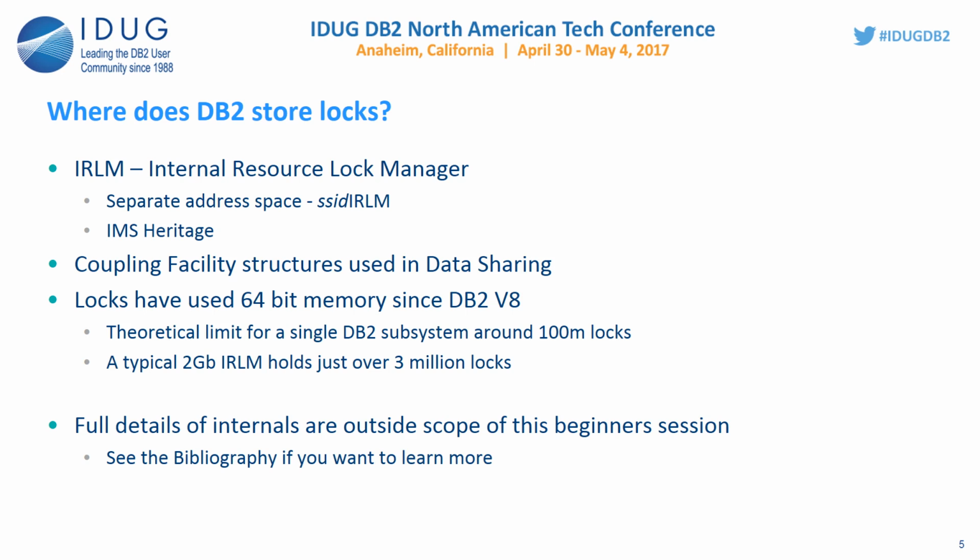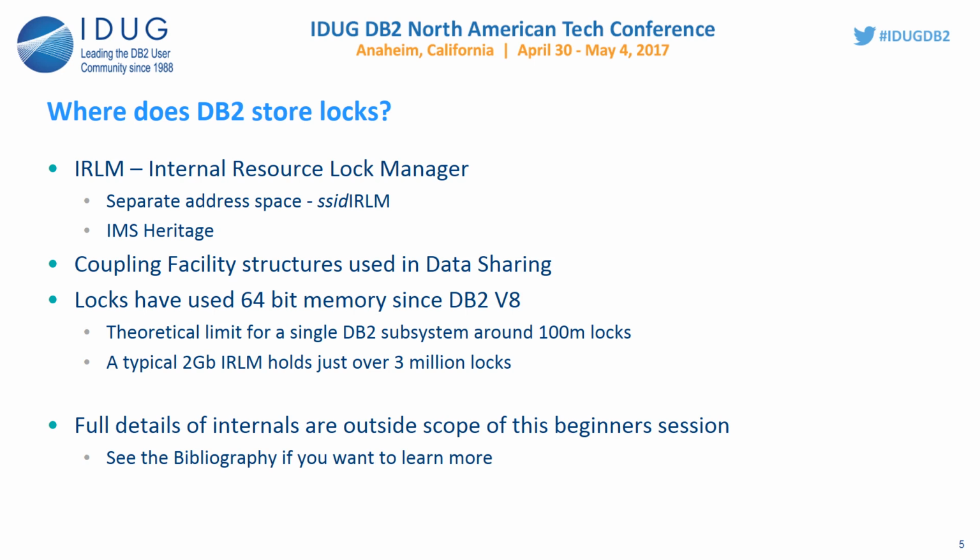Now, since DB2 version 8, which is a long time ago now, DB2 has stored locks in 64-bit memory. So memory is not such an issue for locks as it used to be back in the DB2 version 7 days. So the theoretical limit for a single DB2 subsystem is around 100 million locks. But if you tried to run a DB2 subsystem with 100 million locks, I don't suspect you'd get very far. All right? So that's when you start using data sharing and some of the other things that are going on.